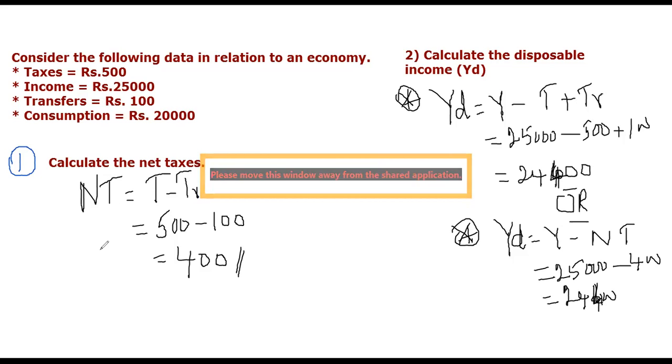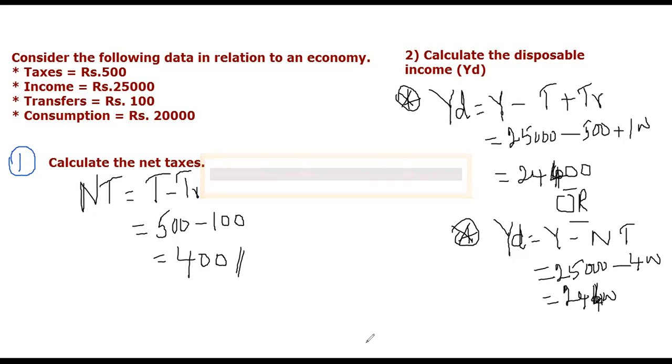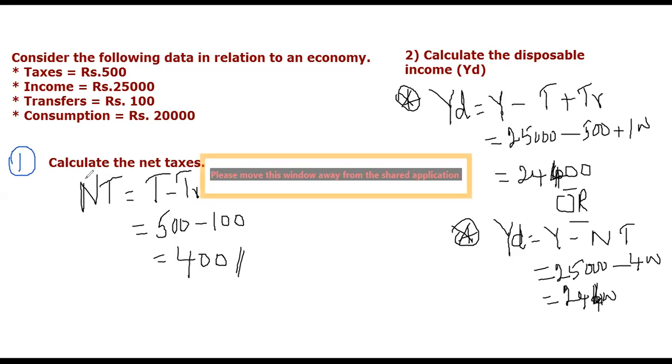So don't forget these equations. In the chapter, the main thing is the calculations. Equations practice panni, you can score a lot. What is the equation for net tax? T minus TR. What is the equation for YD? Y minus T plus TR. Otherwise, Y minus net tax.